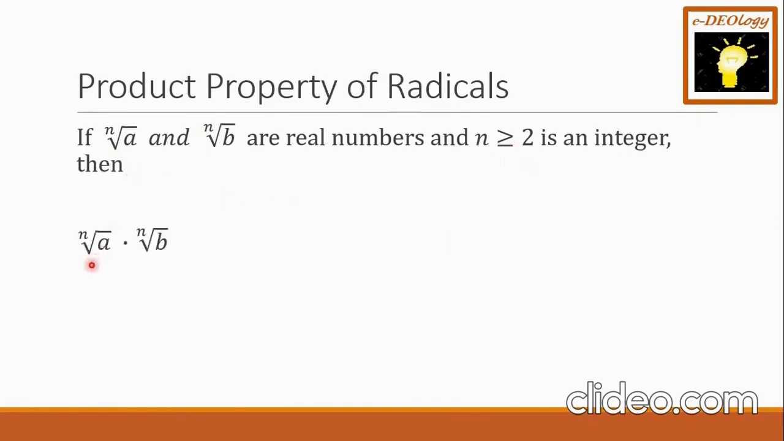Then, if we multiply the nth root of A by the nth root of B, the answer will be the radical with the same index n with the product of A and B. So you see here, the answer is the nth root of AB. This equation here is what we call the product property of radicals. Let us apply that principle for some examples. Let's have this example 1.